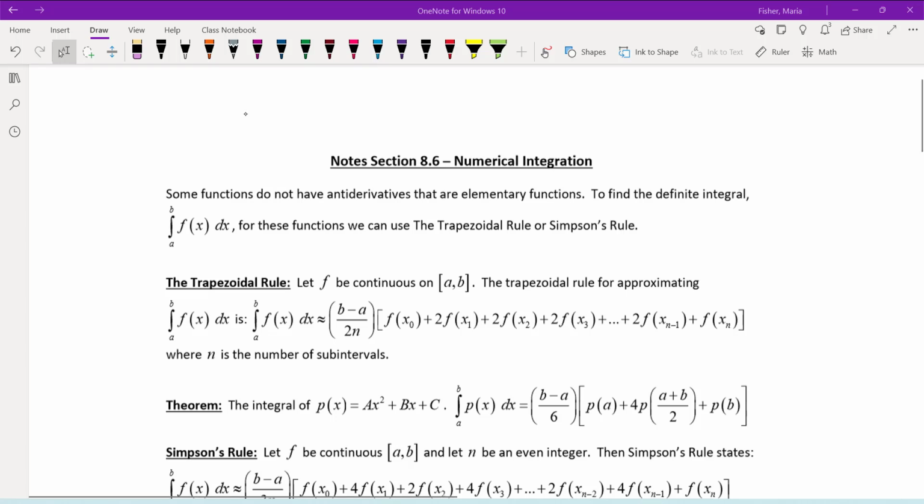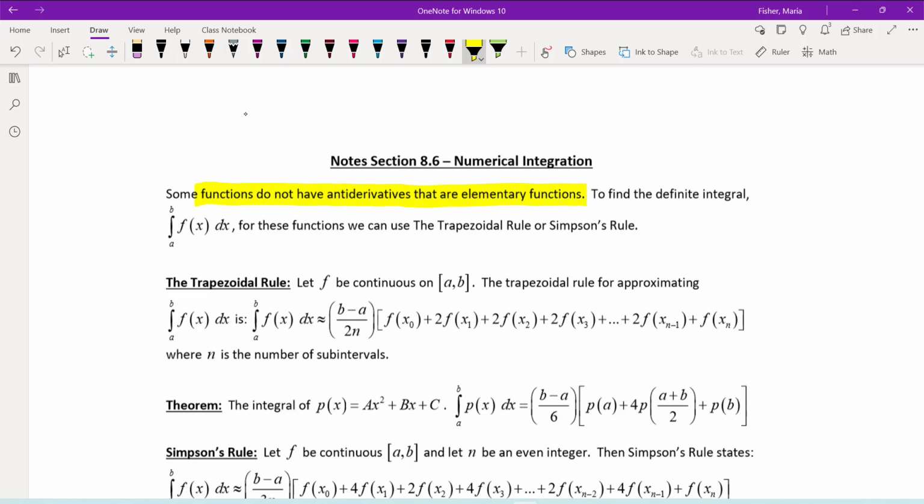Section 8.6 deals with numerical integration. In this section, we're going to learn two different rules to approximate the definite integral. Why would we want to do that? Well, that's because some functions don't have an antiderivative that's an elementary function.